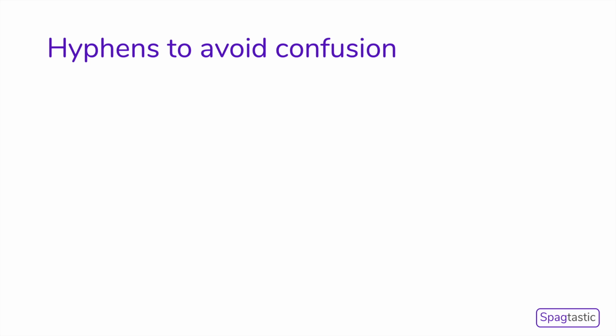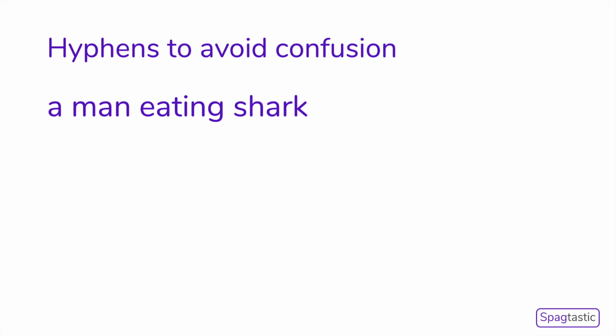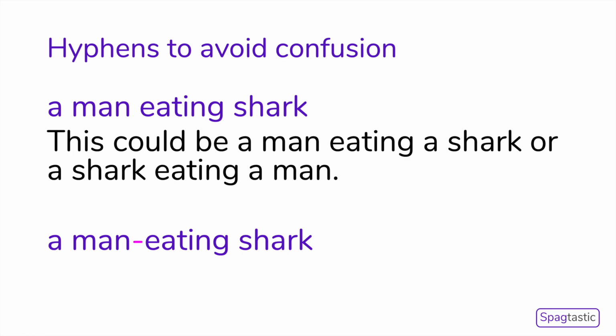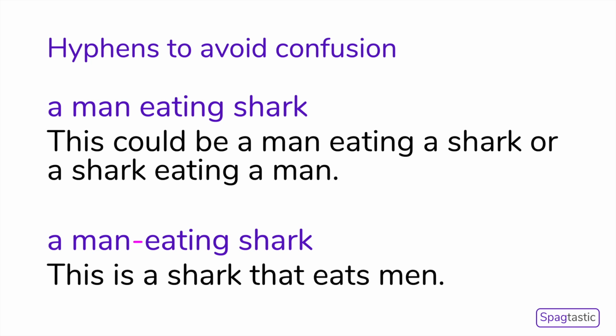Let's look at how a hyphen can be used to avoid confusion. A man eating shark could be a man eating a shark or a shark that eats men. The meaning is unclear. Whereas a man-eating shark, with a hyphen between man and eating, makes it clear that it means a shark that eats men. Adding the hyphen changes man-eating into an adjective to describe the shark.